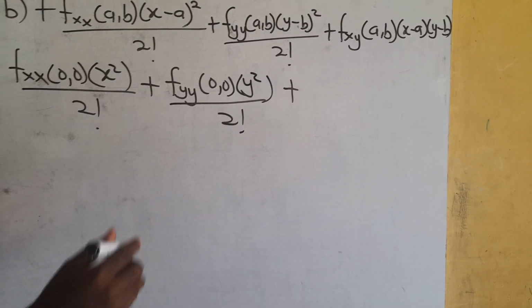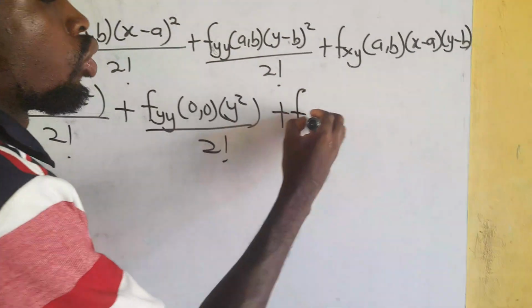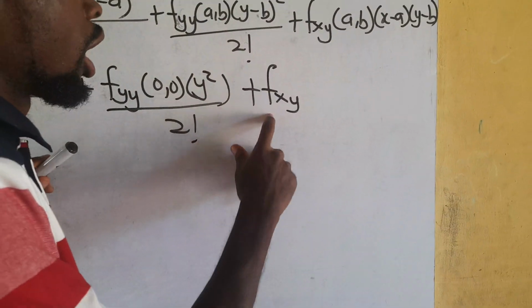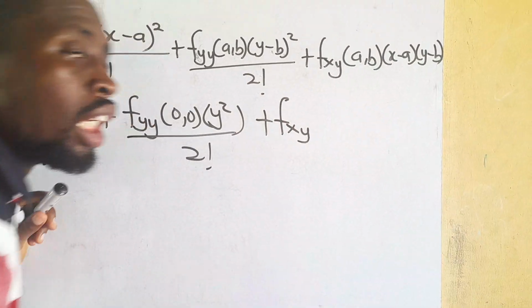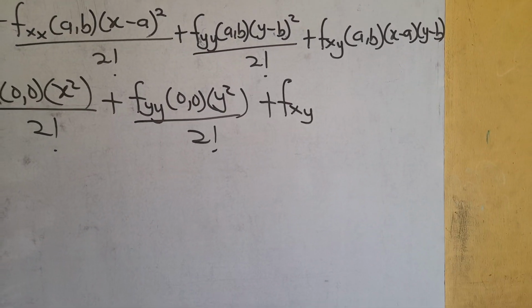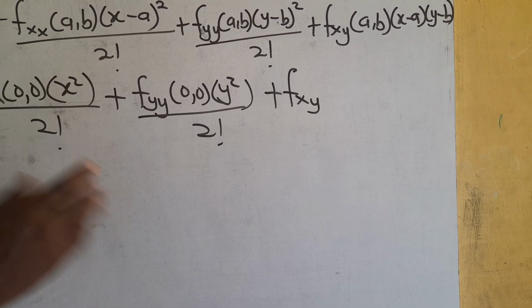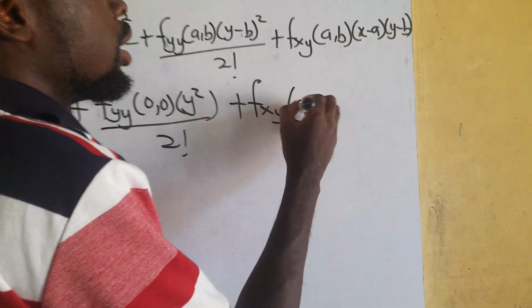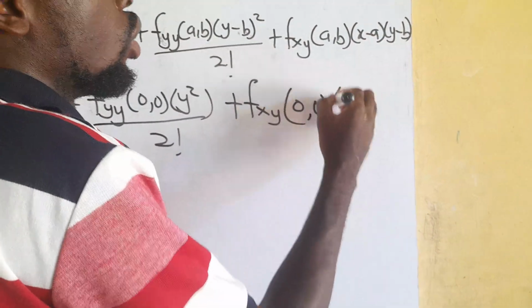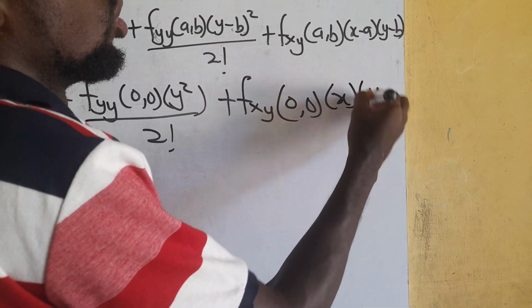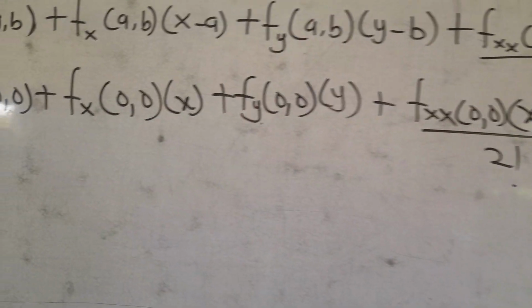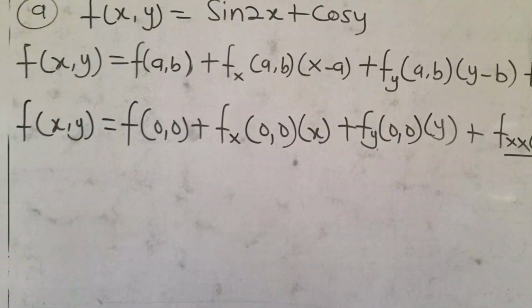Then plus the partial differentiation of the function with respect to x, then with respect to y. Remember, the partial differentiation of the function with respect to x, then with respect to y is the same as the partial differentiation of the function with respect to y, then with respect to x, from Young's theorem. So, centered at 0, 0, x minus 0 is x, and y minus 0 is also y. So, what's our task? Our task is to find the value of all these, then we substitute.